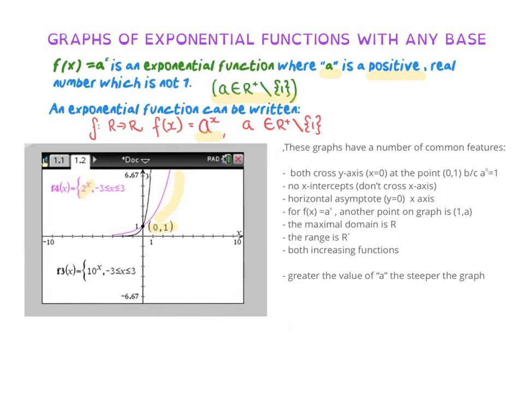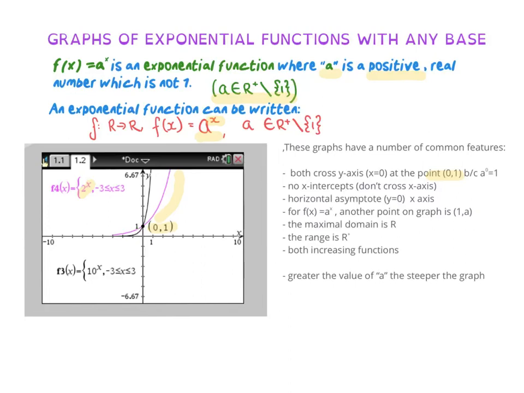Both graphs cross the y-axis at this point, because we know if you substitute x equals 0 into any of them, like 10 to the power of 0, anything to the power of 0 is 1. So 2 to the power of 0 is 1, 10 to the power of 0 is 1, so it doesn't matter.